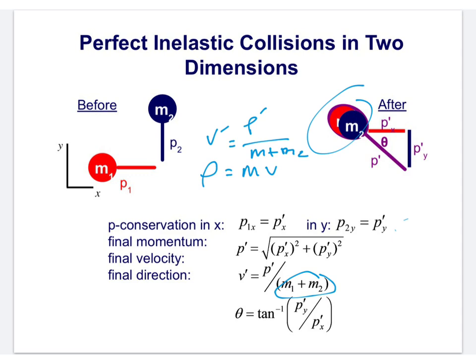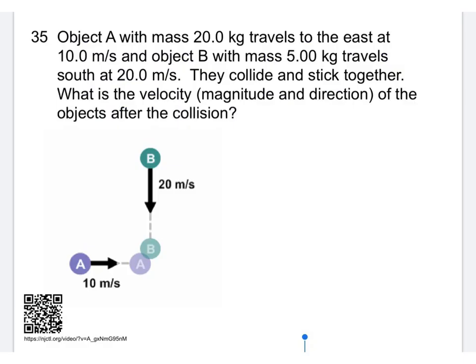Think we can do it? I think we can. It's pretty straightforward. Okay, so we've got an object A traveling with mass of 20 kilograms. It's going to the east at 10 meters per second. An object B with a mass of 5 kilograms traveled south at 20 meters per second. They collide, they stick together. What is the magnitude and direction of the objects after their collision? And it feels like they go this way.